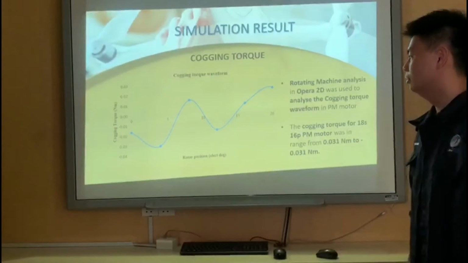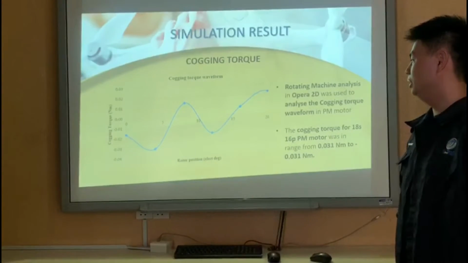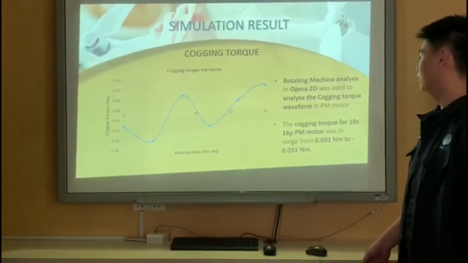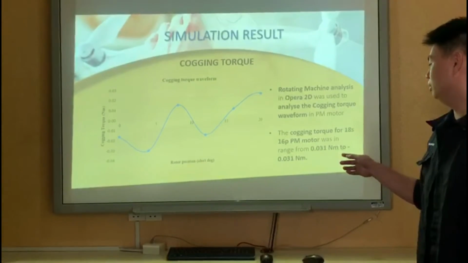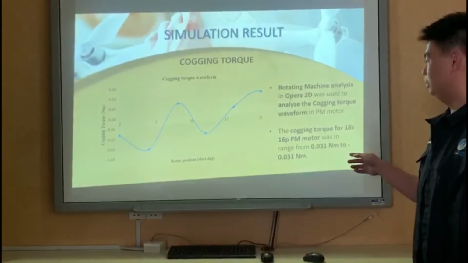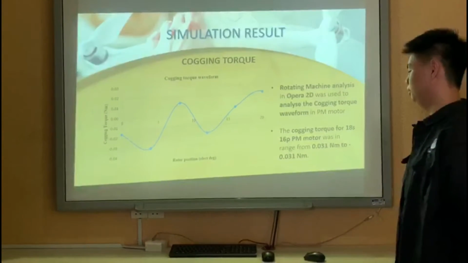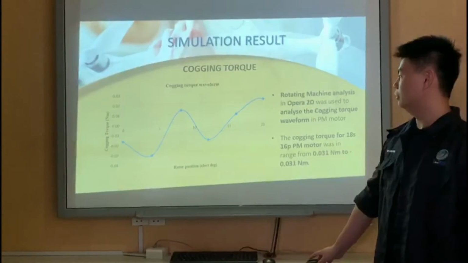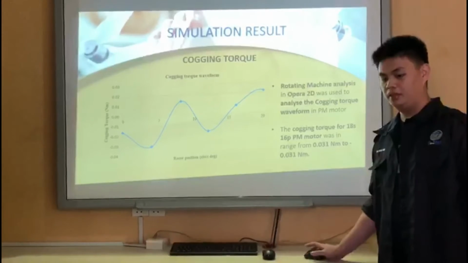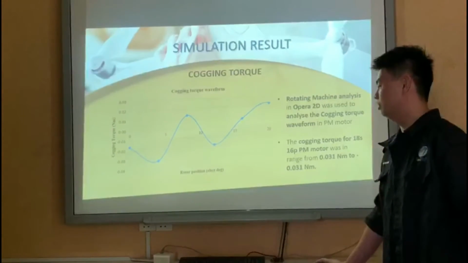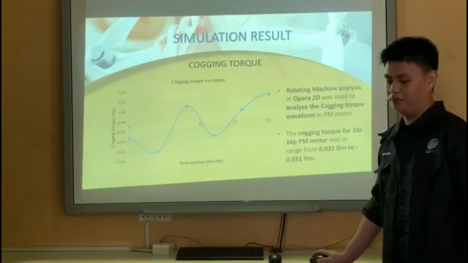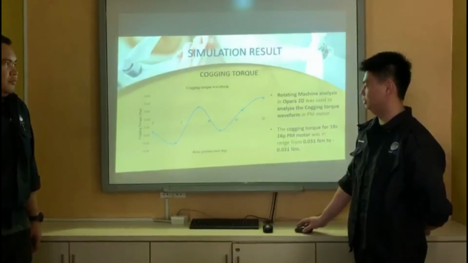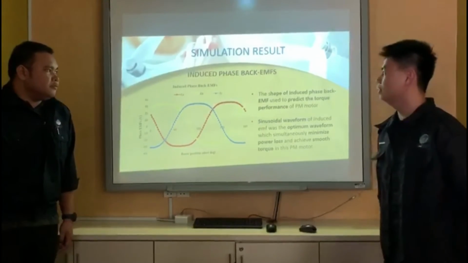And then from the simulation in Opera 2D, we obtain the graph. It shows the maximum cogging torque during the rotation is 0.031 Newton meter to negative 0.031. From the graph, we can conclude that the cogging torque during the rotation may not affect the output torque because it is only a small effect for a small value.